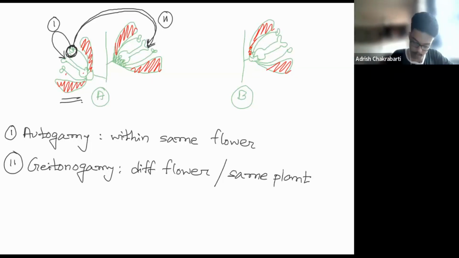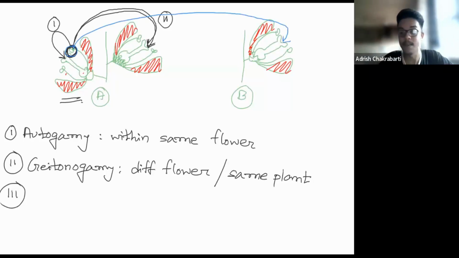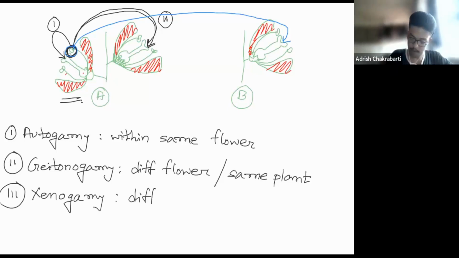Next, what can happen? Now the third case. I'm considering the same anther. Let me change the color. So the pollen from this anther can travel all the way to the stigmatic surface of plant B. So what is happening? The transfer of pollen grains from the anther of one flower in plant A to the stigma of another flower in another plant, that is plant B in this case. So the transfer of pollen grains from anther to stigma of a different plant altogether. This is known as xenogamy. It is a different plant. And geitonogamy and xenogamy can be grouped together into allogamy.